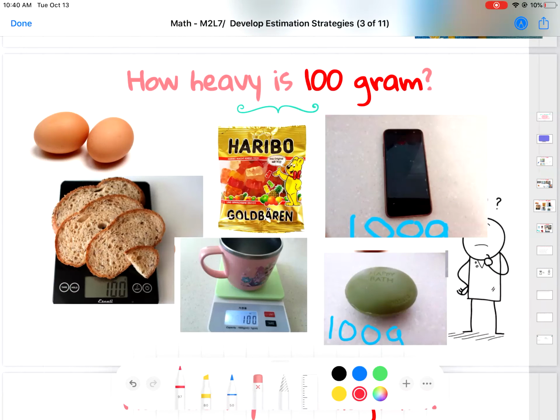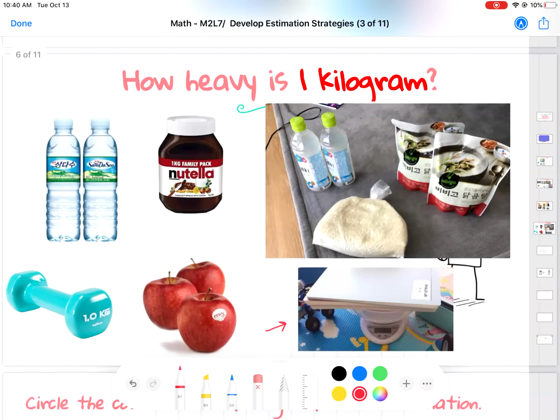And let's move on and talk about 100 grams. We talked about how 2 boiled eggs are about 100 grams. But some of the examples that I gathered from the students are, I think this is a brushing cup, it's about 100 grams. And also soap and our phone are about 100 grams.